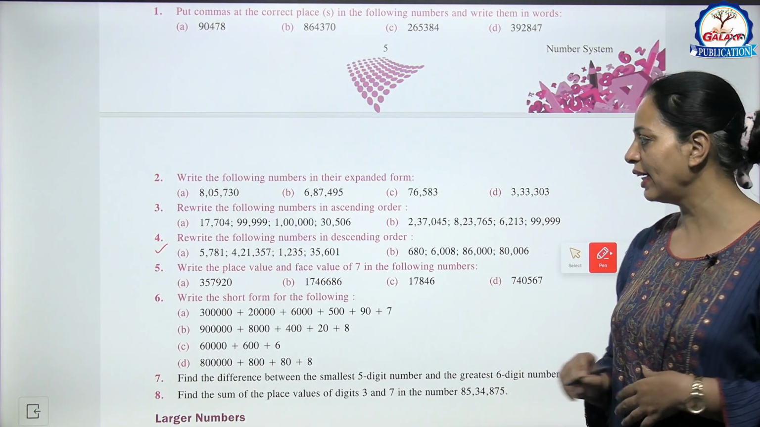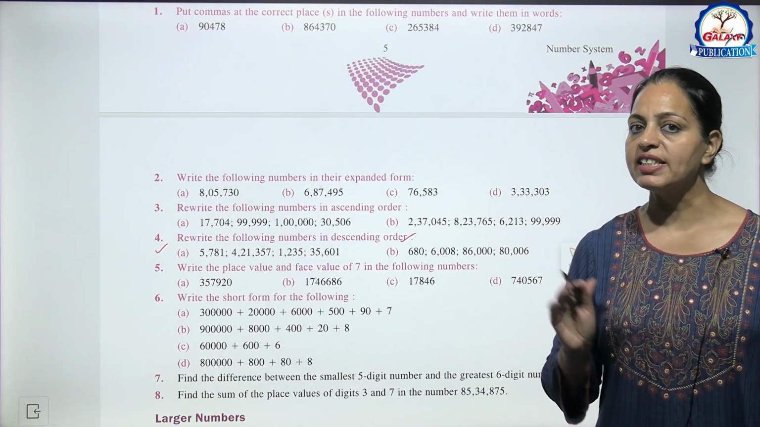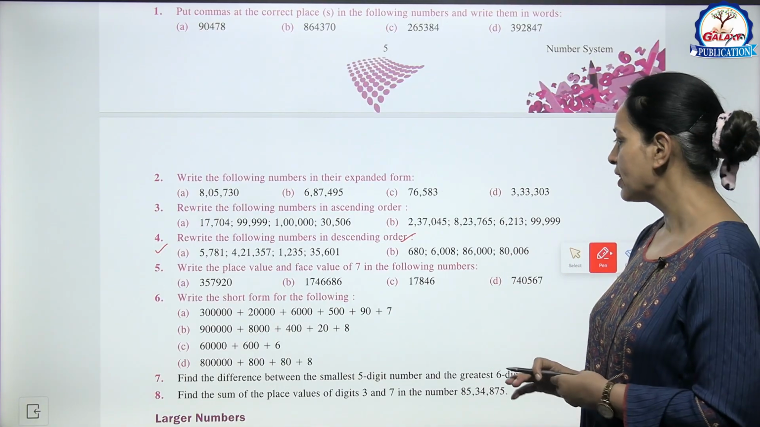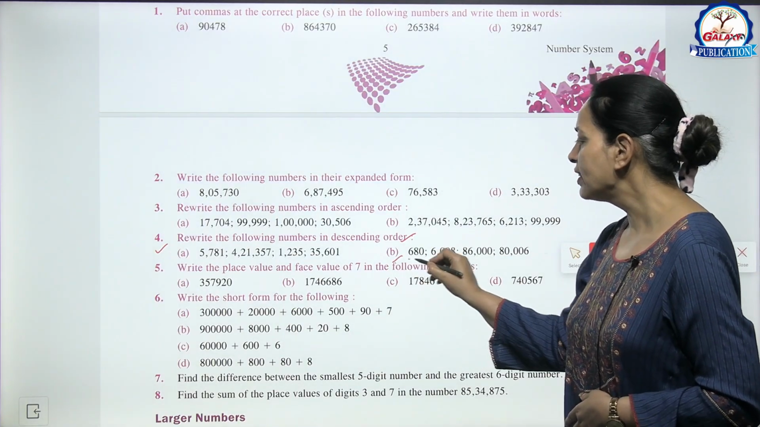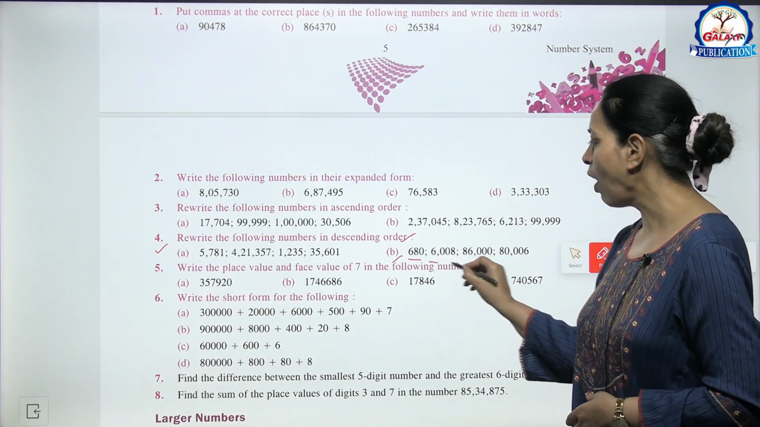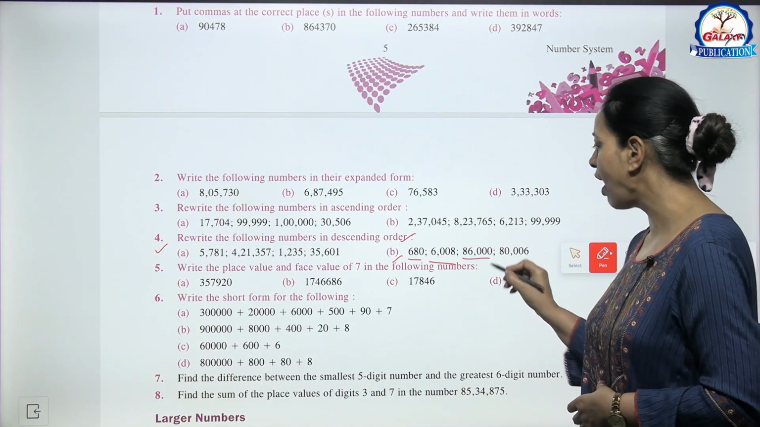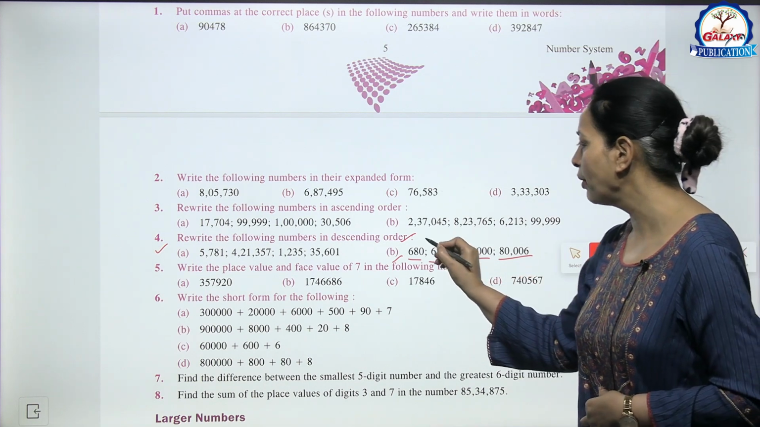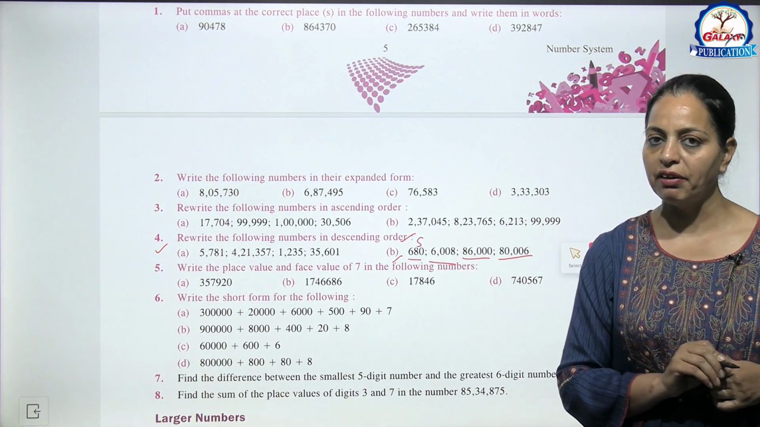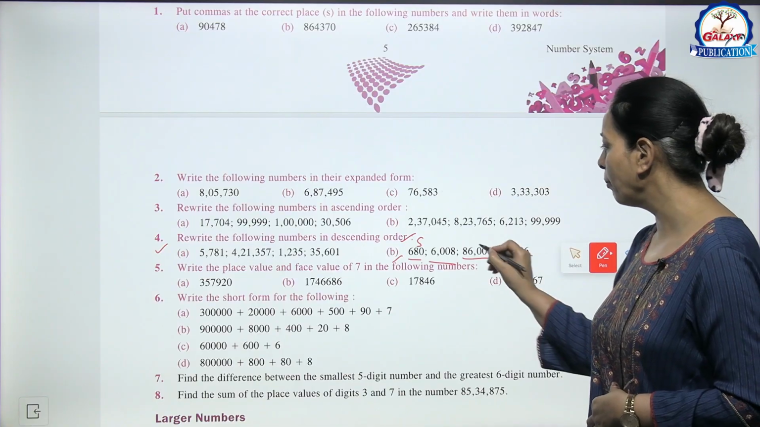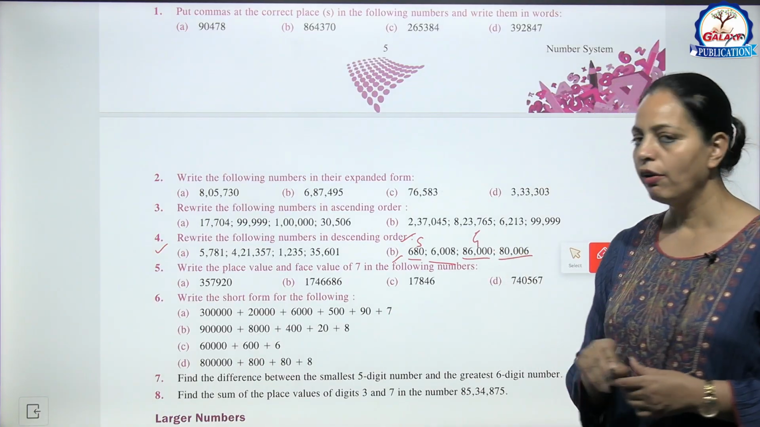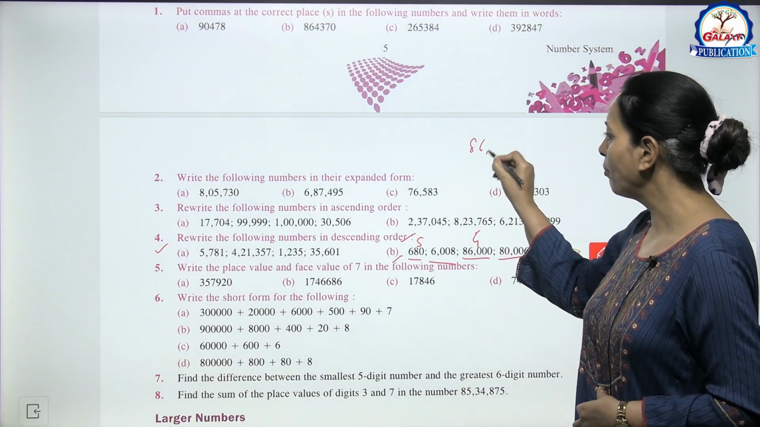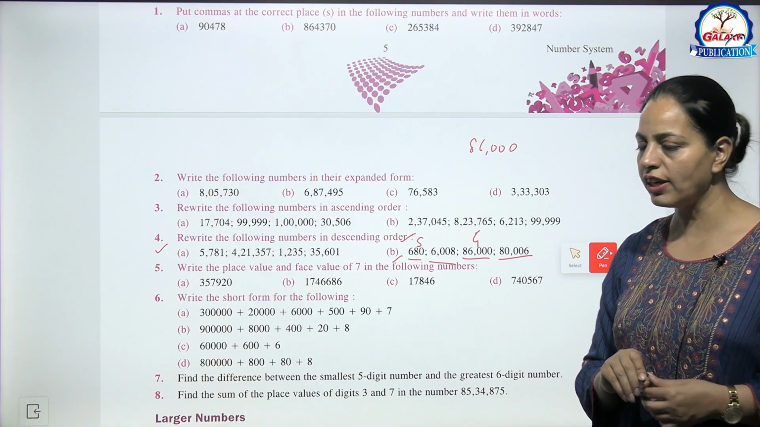Rewrite the numbers in descending order, means decreasing order, means greatest to smallest. So see here, like B part: 680, 6,008, 86,000, 80,006. So the smallest number is this one, 680, and the biggest number is 86,000, right? So descending order, decreasing order. First we will take 86,000.